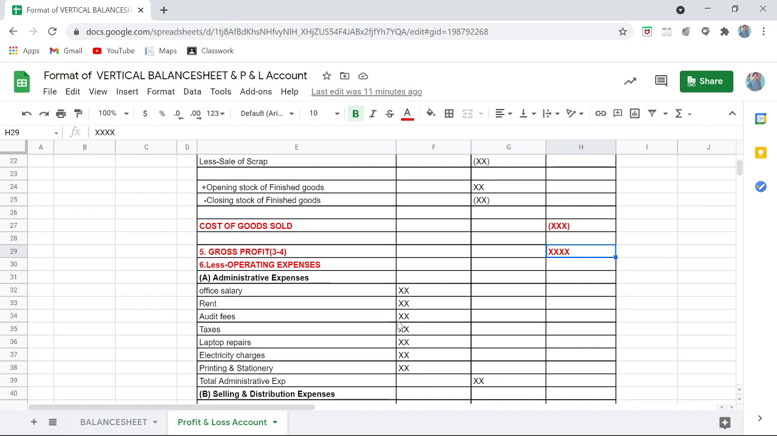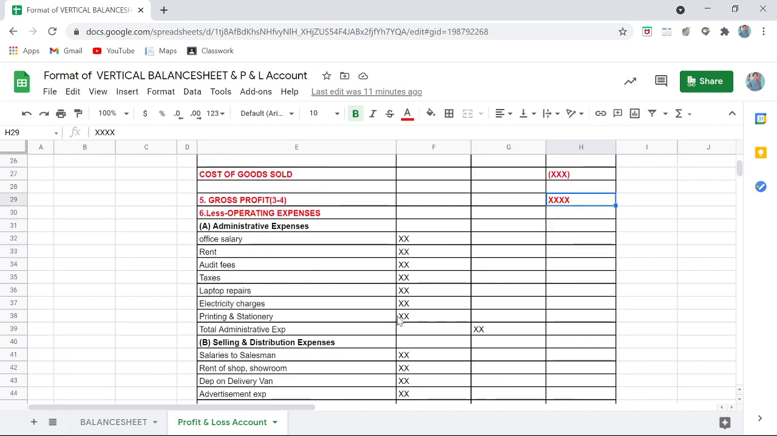And the profit and loss account also will be in continuation with this. So 3 minus 4, that is net sales minus COGS, I have got gross profit, which is my fifth point. Now the sixth point: from now onwards we'll be deducting all expenses which we used to write in the profit and loss account in horizontal format, because trading is done now.